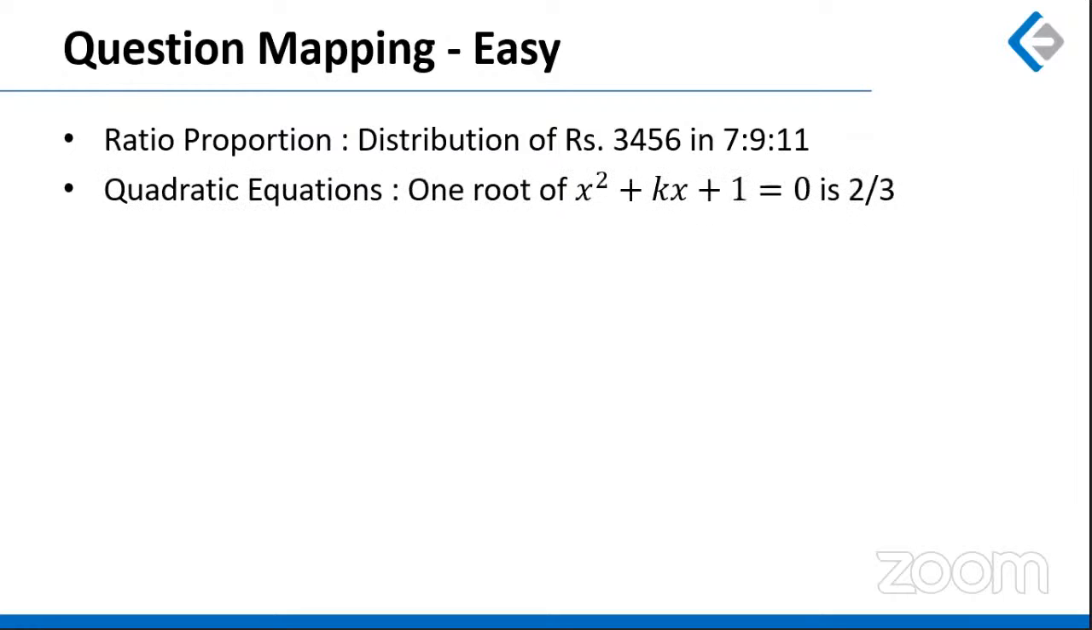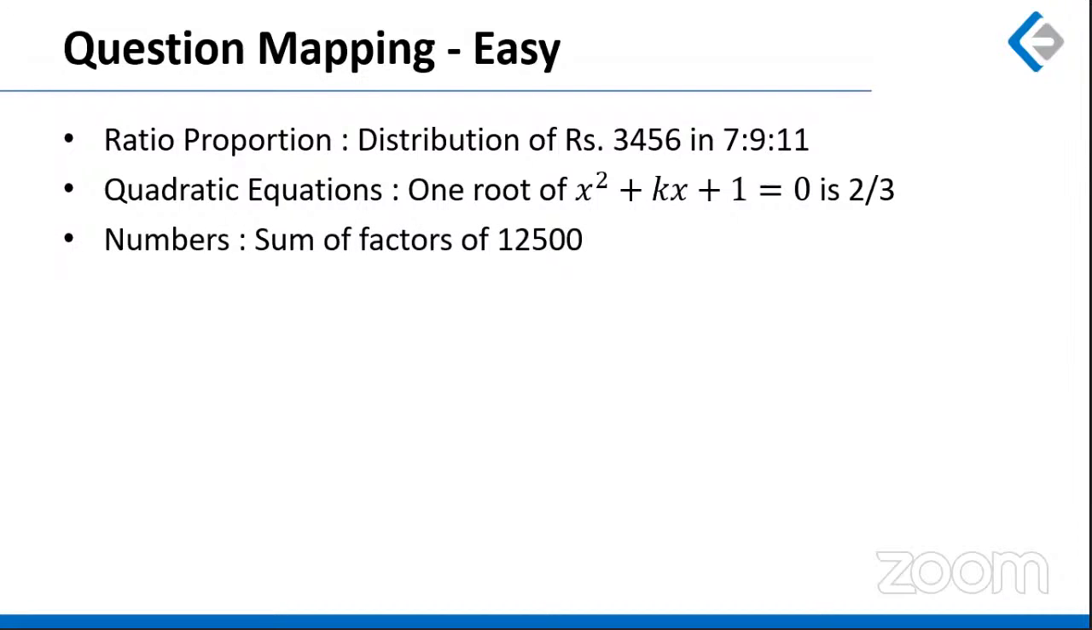Okay. Another question. Now, this was an absolute sitter. One root of a quadratic equation was 2 by 3. We have to find out the other root. Now, we already know that the product of the roots seems to be 1, and therefore the other root is 3 by 2. That's the answer. So there were very easy questions. A few of them could be simply solved under 30 seconds, according to me.